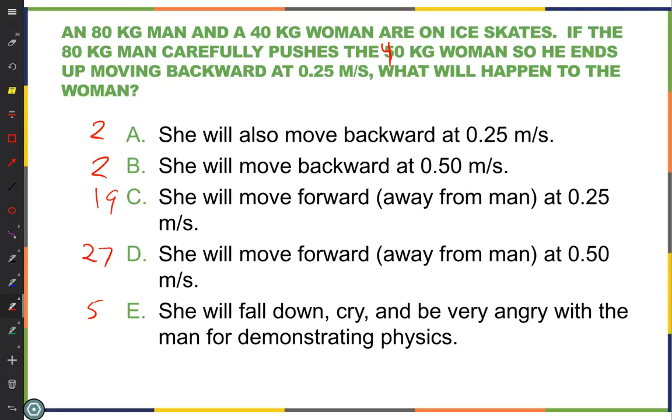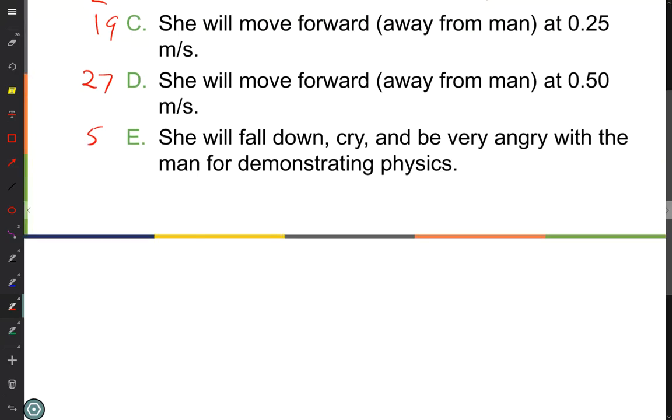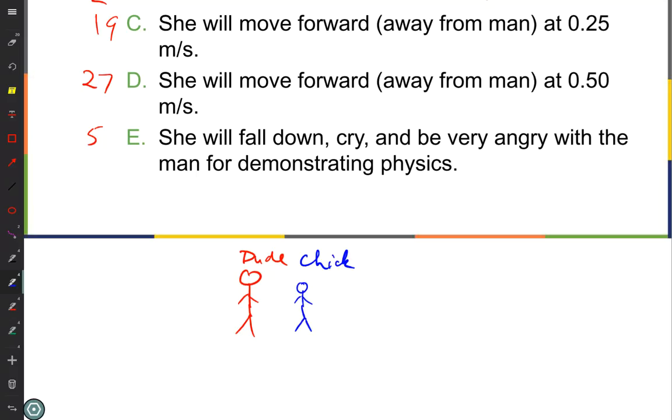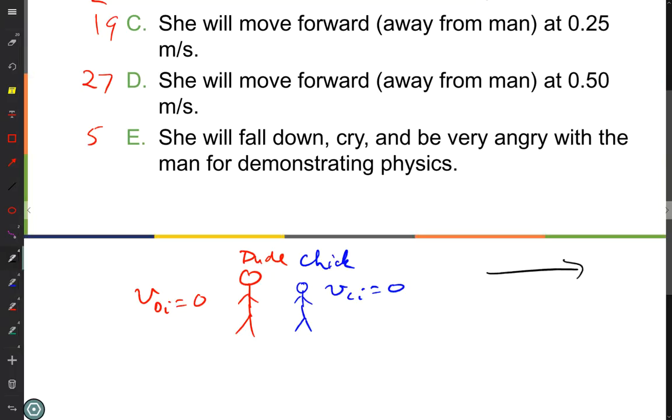First thing you do when you're doing this problem, if you're doing it on a test, what's the first thing you would do? Draw a diagram. So you'd have here's the dude, and here's the dudette, the chick, whatever. And what's their initial velocity? Both at 0. So I'm going to put V chick initial equals 0, V dude initial equals 0. I'm going to decide that my positive direction is this way. Got to decide which direction is which.